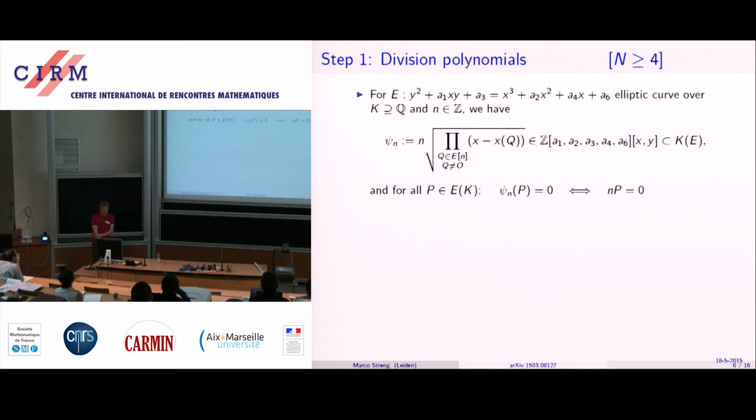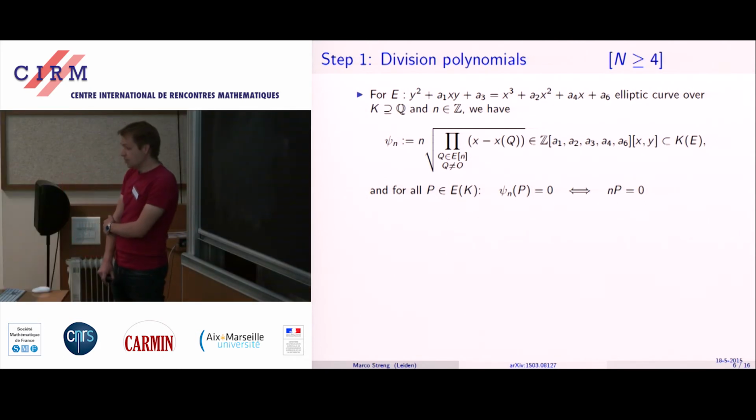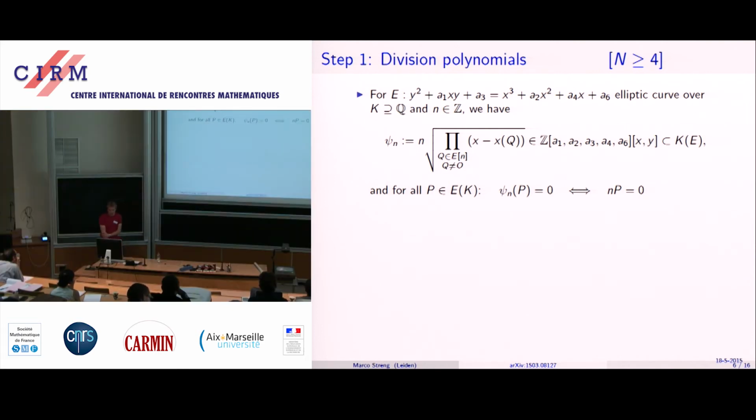you can define as n times the square root of this product over all the n-torsion points, x minus x of that n-torsion point. You can take this square root, and there's a good way to choose the square root, and you will get an element of this ring inside the function field of this elliptic curve. So that's the ring generated by the coefficients of the elliptic curve and the coordinate functions.